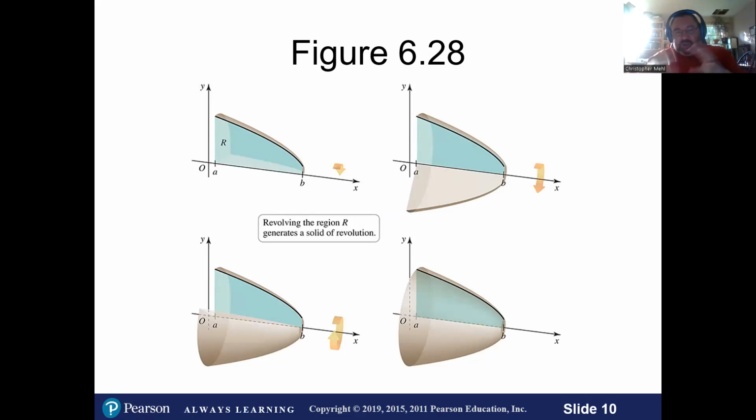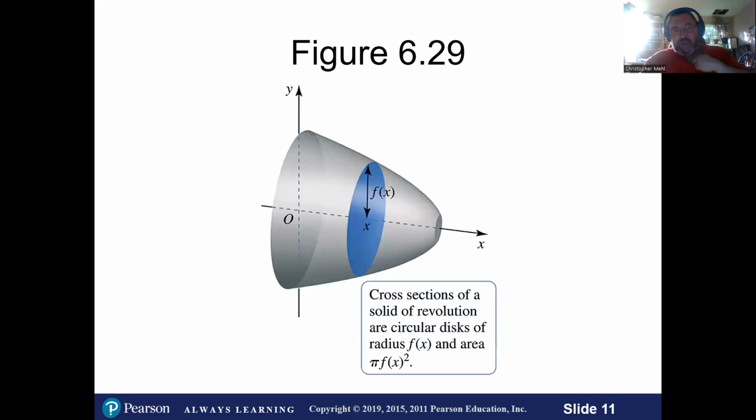All right, so we get something that looks like the nose of a bullet, say, or the nose of an airplane, whatever you want to think of. But that's the idea of a solid of revolution. Take a region like we've just described, spin it about the x-axis, you have a solid of revolution. Okay, and you can do that about the y-axis also, but we'll just start with the disk method about the x-axis. So we generate a solid of revolution like so.